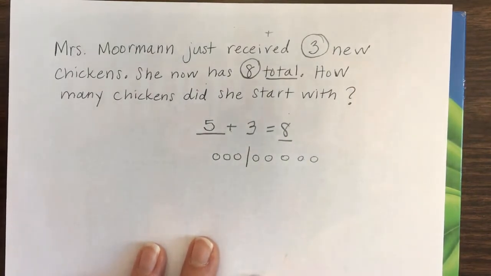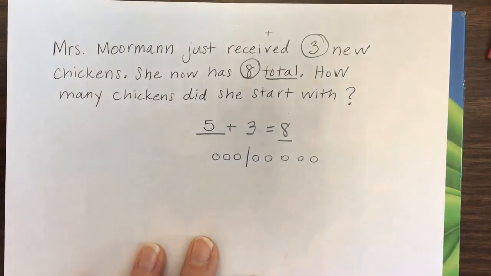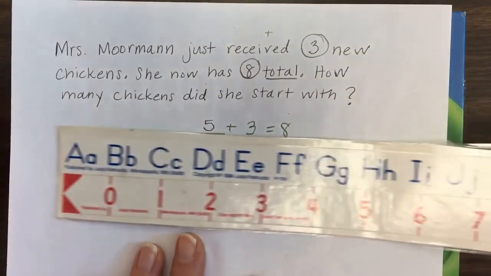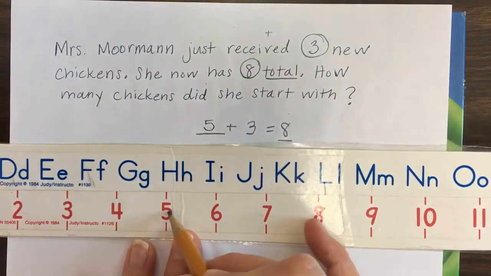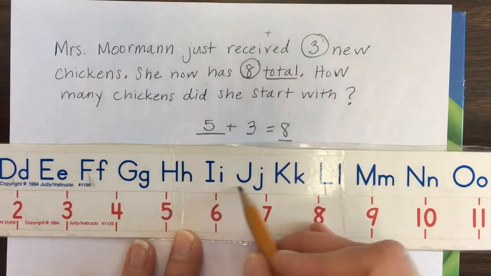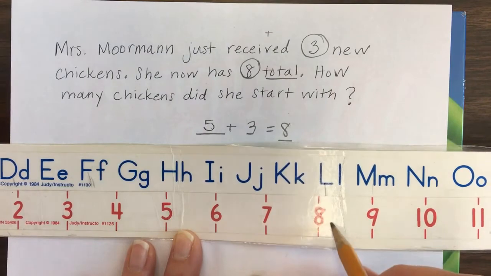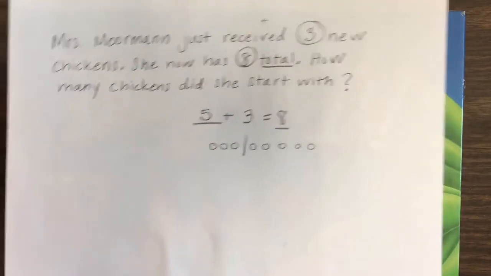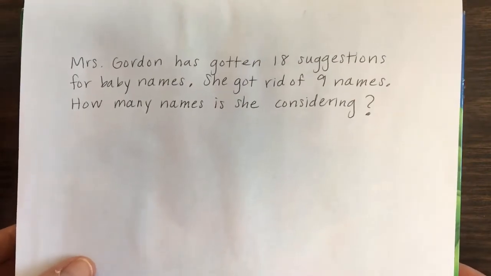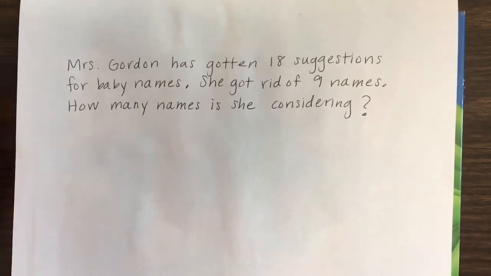Does that make sense? So I'm going to just check that on my number line. Here is 5. I'm going to count on 3. 1, 2, 3. My answer is 8. Let's move on to our second one. This is not a true story yet.